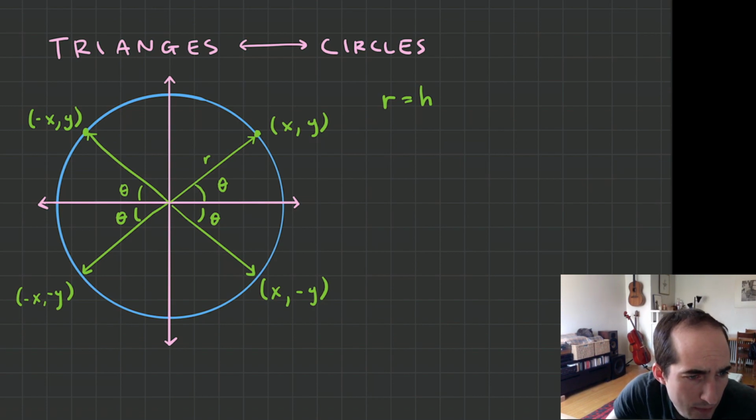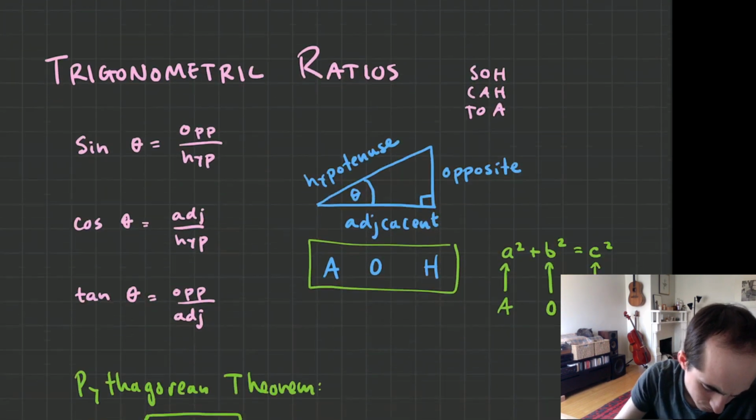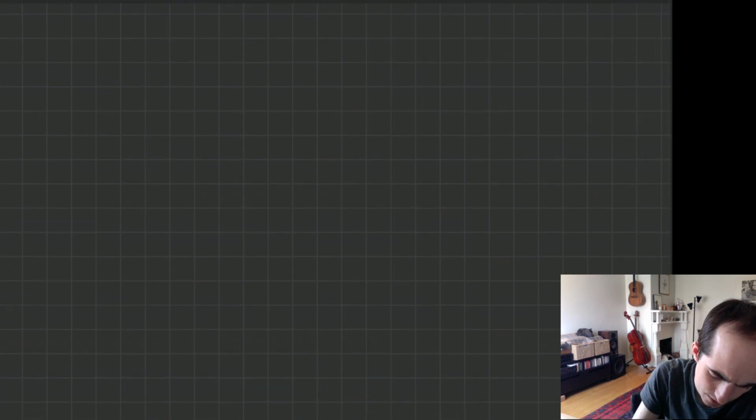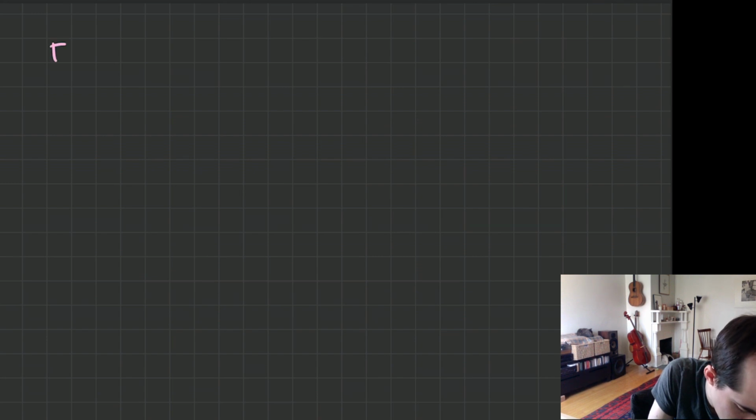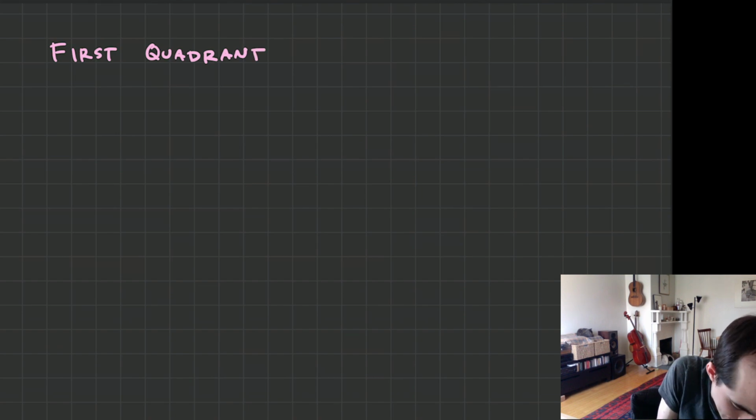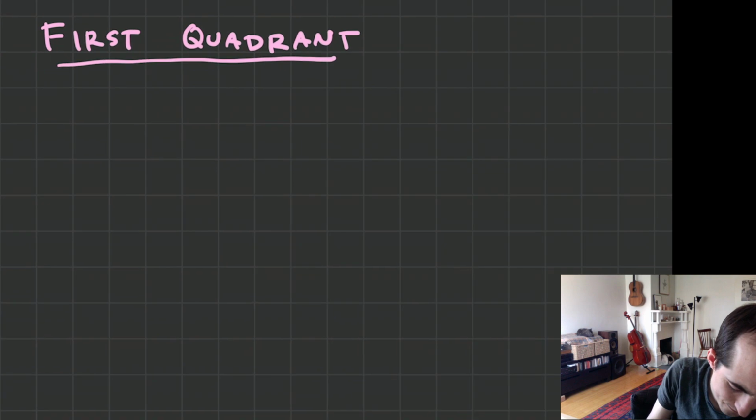Let's talk a little bit about this first quadrant. Let's investigate the first quadrant. First, with an S, quadrant. Okay, so I want to talk a little bit about the first quadrant here.